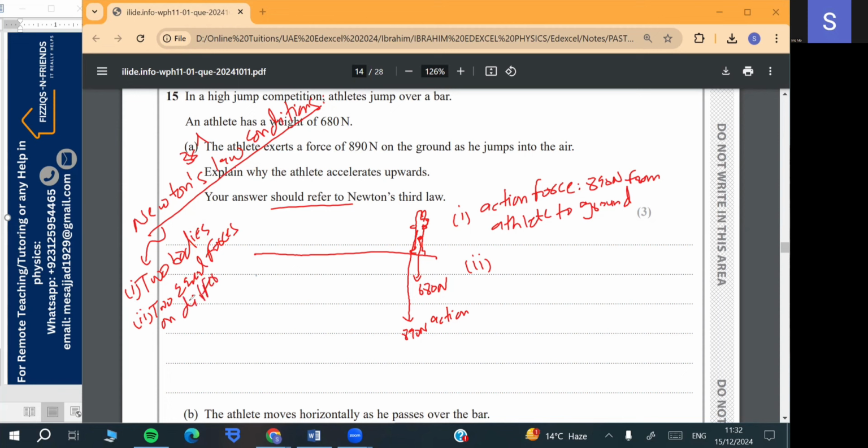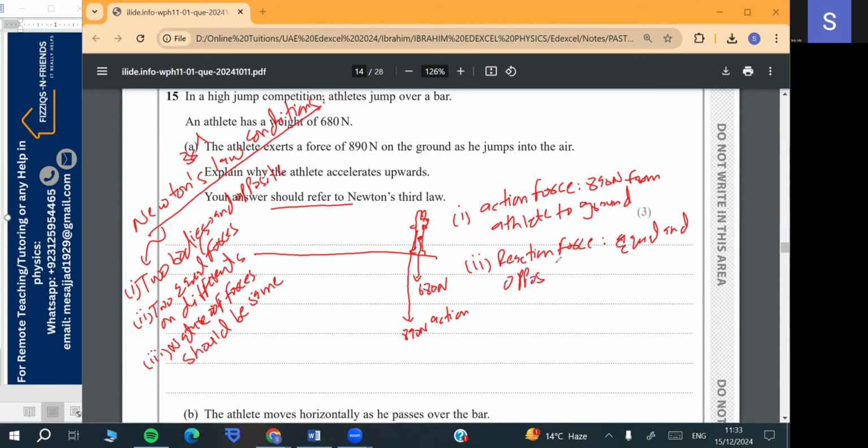Two equal and opposite forces on different bodies. Like one is applying action force on the second body, and the second is applying reaction force on the first body. And therefore, when you have this kind of scenario, it means the nature of force is the same. So the nature of forces should be the same. These three conditions should always be met in order to apply Newton's third law. Now here, the action force is by the athlete on the ground. So what will be the reaction? The reaction will be equal and opposite: 890 Newton from ground to athlete.